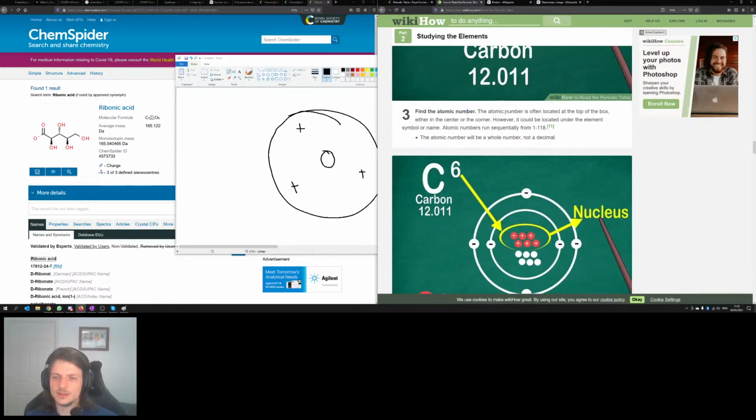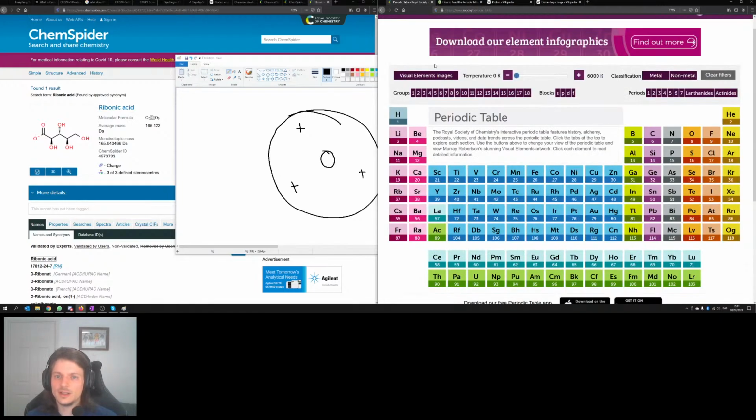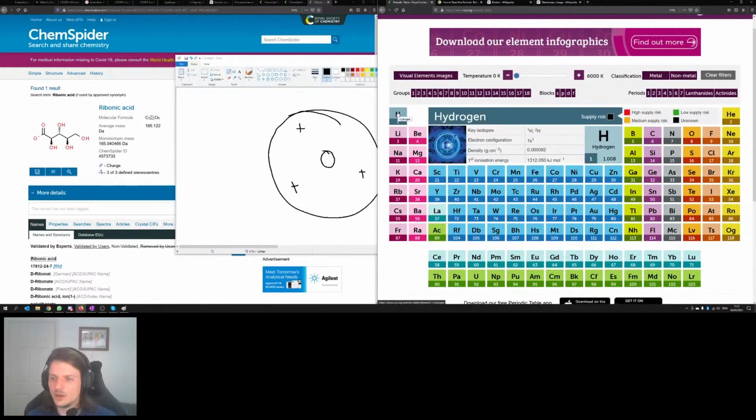Find the atomic number. The atomic number is often located at the top of the box, either in the center or the corner. However, it could be located under the element symbol name. Atomic numbers run sequentially from 1 to 118. The atomic number will be a whole number, not a decimal. Okay. So this is what I was doing before with that 1.008 on the hydrogen to the right there, and this one has 4.004. That means something else.